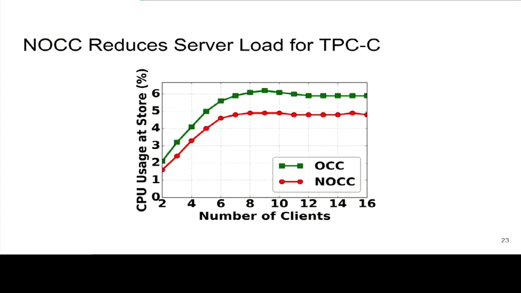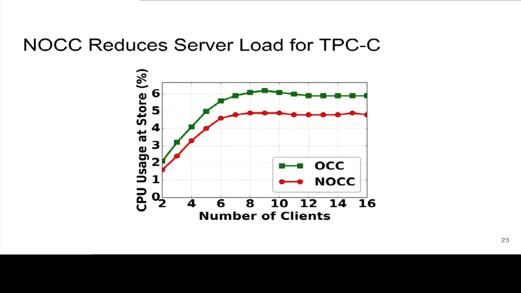Then we tried running this with TPCC. So TPCC is a benchmark for databases, and we evaluated the payments transaction, which is a transaction with lots of contention. And what we found for this benchmark, running in this case for payments, we plotted the CPU usage at the store. And with OCC, as the number of clients increases, the amount of contention increases, so the store has to validate more or abort more transactions. However, with NOC, at the store, the CPU usage doesn't increase as much.